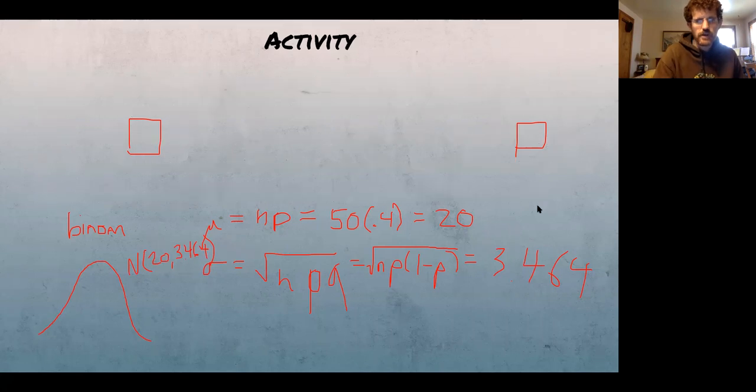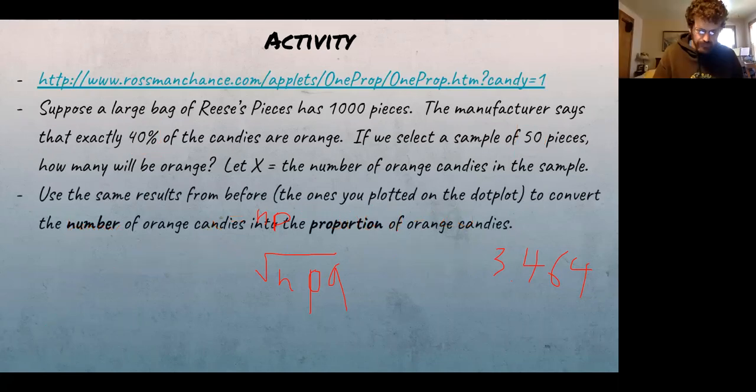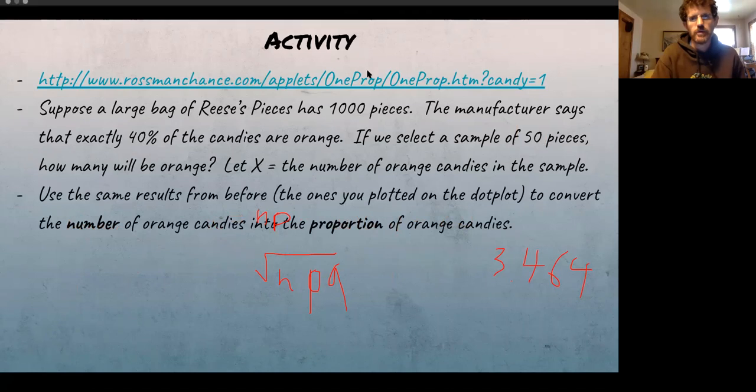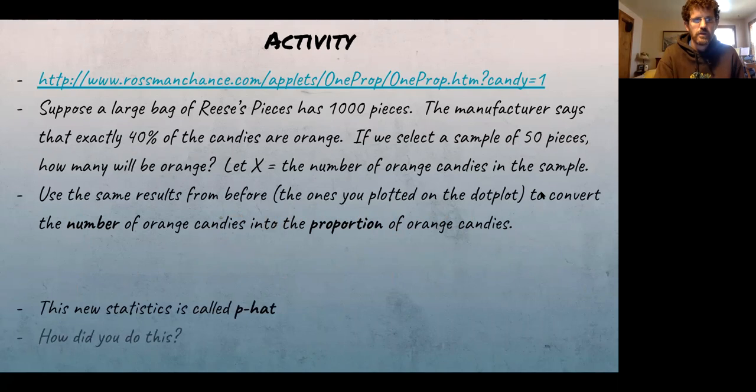Now we're going to look at some other stuff going on. So you had 5 results from your simulation. And what I want you to do is convert all of these into the proportion of orange candies. We'll talk about the p hat in a second, but how will we find the proportion?